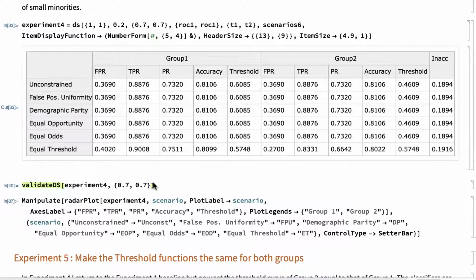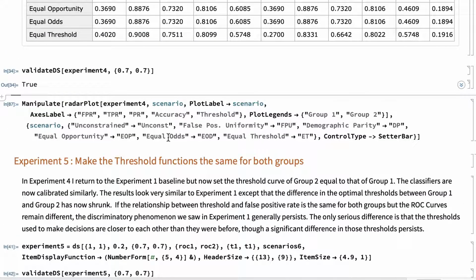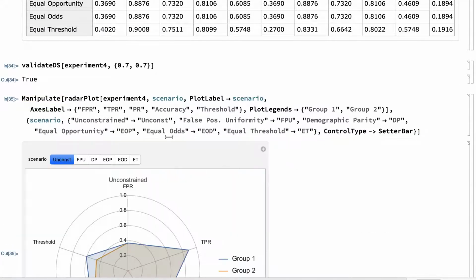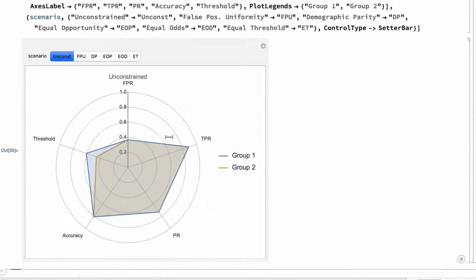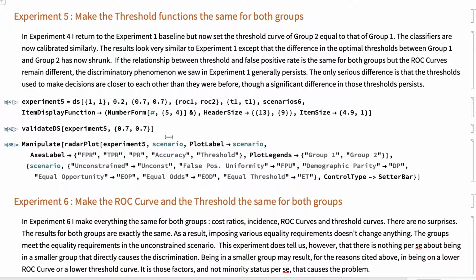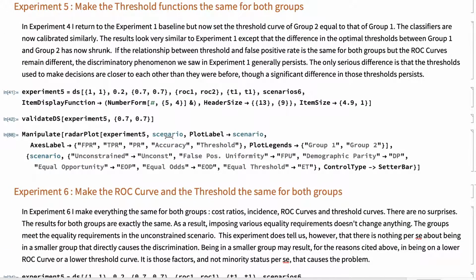We should make sure that this experiment makes sense, and again, if we wanted a radar function. Okay, well, how about instead of making the ROC curves the same, let's make the threshold functions the same for both groups. We're going to basically calibrate their classifiers similarly. So we do that.